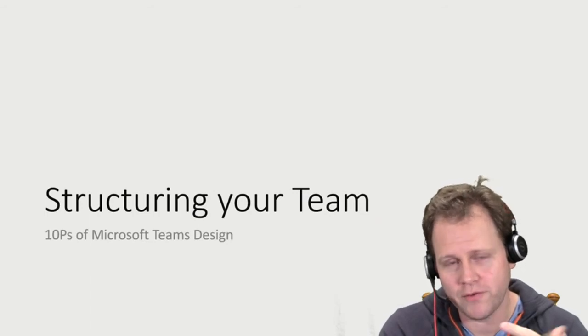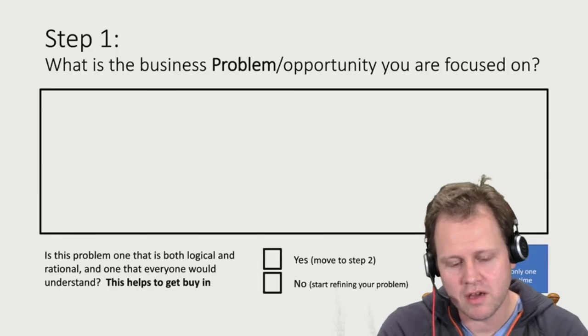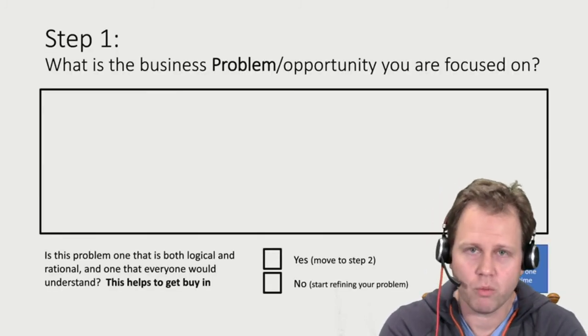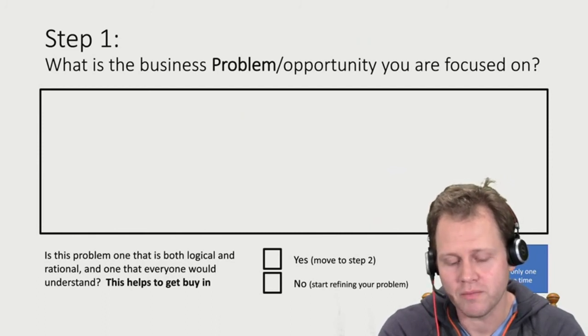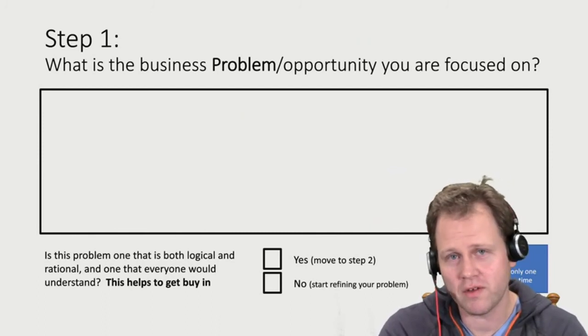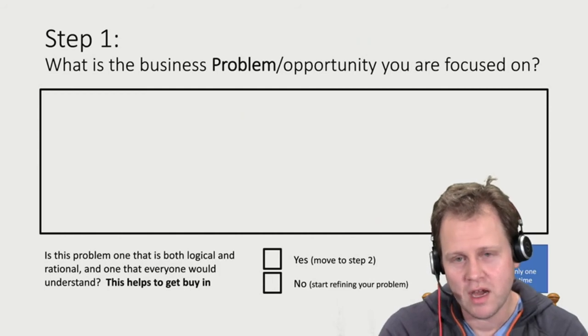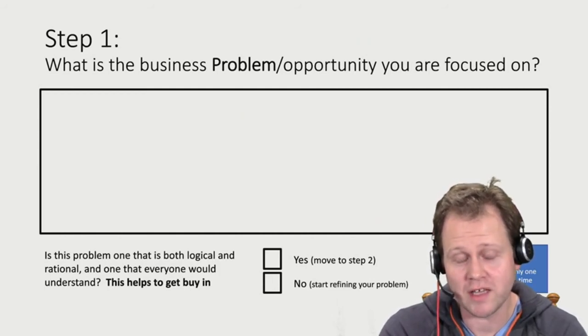So for example, the first 4 steps, problem, purpose, people, and priorities, is all about structuring your team. So here's the follow the bouncing ball workbook we have. Step 1, what is a business problem or opportunity that you're focused on? Fill in the box, it helps you get some clarity around what that problem is. And there's a little bit of a checklist here as well in terms of validating whether it's a good answer to that question.